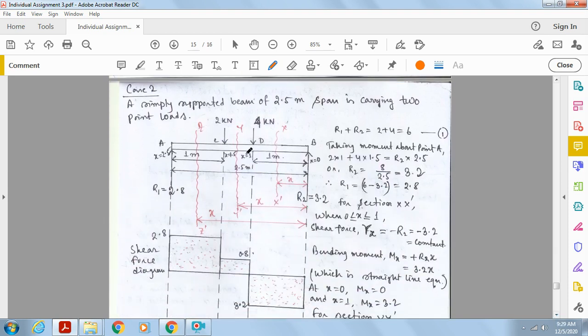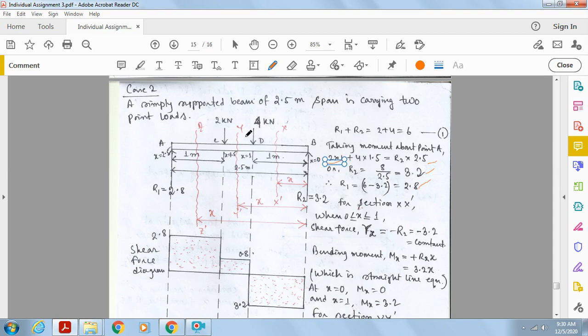Now there is another example for the simply supported beam, but here two point loads are acting. So R1 plus R2 equal to 2 plus 4, that is 6. Now it is not acting at the middle point, so we have to consider the moment analysis. Taking moment about point A, it is coming like 2 into 1 plus 4 into 1.5, that is equal to R2 into 2.5. So from here R2 is coming 3.2, so R1 will be 6 minus 3.2, that is 2.8.